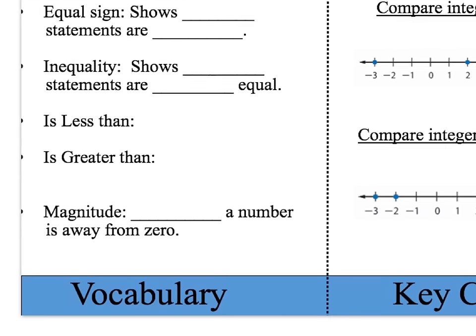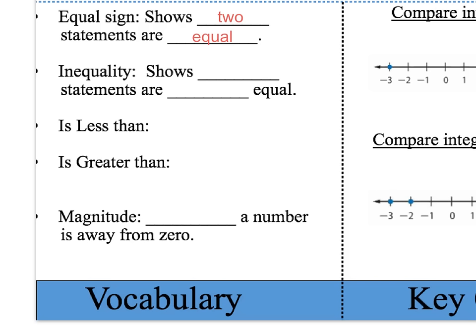So let's look on the left-hand side of our notes and discuss some of the vocabulary words. The first vocabulary word is called equal sign. And an equal sign shows that two statements are equal. So I can say one statement would be 4, and another statement could be 2 plus 2. I could put an equal sign between them and call that two equal statements. 2 plus 2 is equal to 4. Another equal statement I could say is 2 times 3 is equal to 3 times 2. That's a statement of equality because both sides are equal to 6.